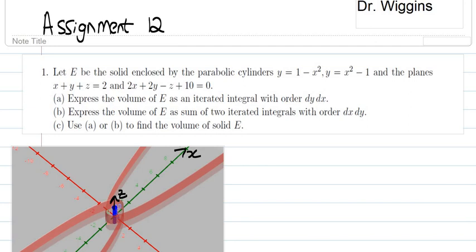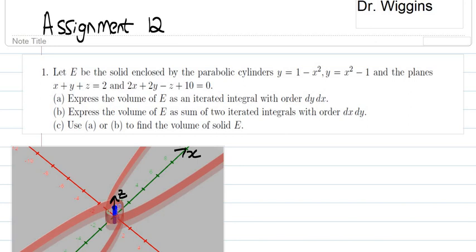Let E be the solid enclosed by the parabolic cylinders y equals 1 minus x squared, y equals x squared minus 1, and the planes x plus y plus z equals 2, and 2x plus 2y minus z plus 10 equals 0. So E is a blob in R3, and we want to express the volume as an iterated integral using both orders, and then we want to find this value.